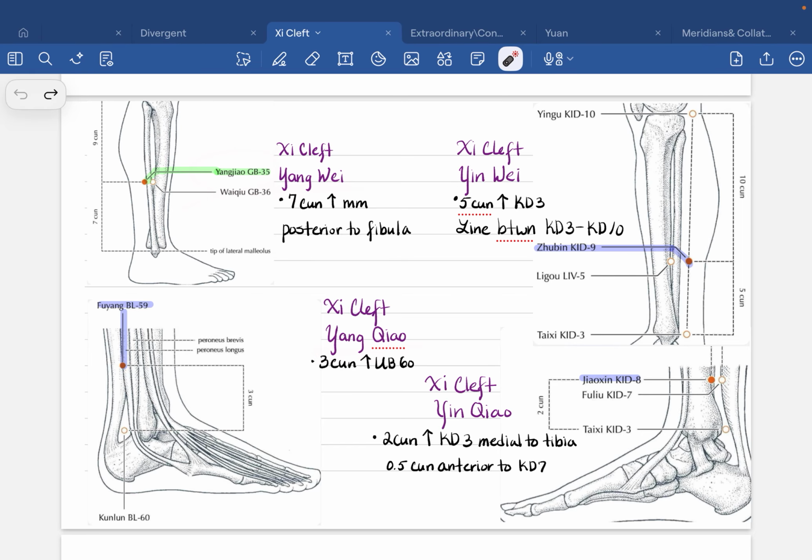Yang qiao is going to be a UB point, UB 59. That is what, 3 cun up from UB 60. UB 60 is right by where the lateral malleolus is, parallel to it, and from there it's going to be 3 cun up, and that's going to be UB 59.